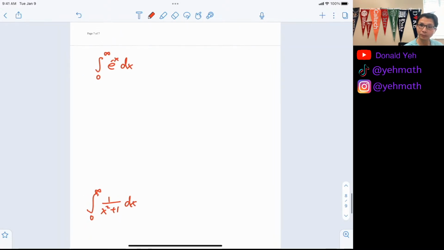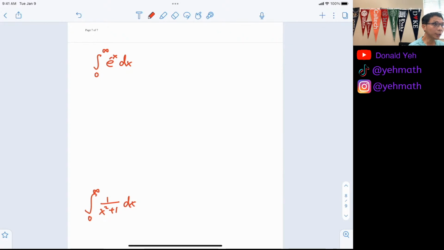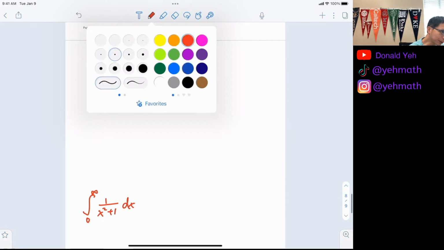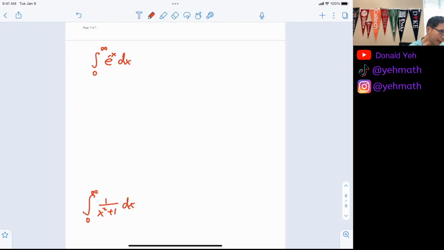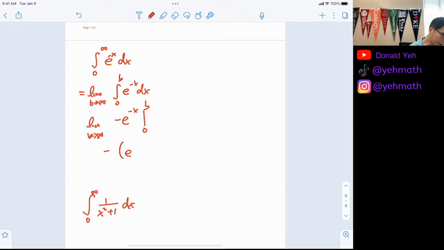All right, so for this graph, you have to write down the limit as b approaches infinity of the integral from 0 to b of e to the negative x dx. Did you do that? Yes. That's going to be negative e to the negative x between 0 and b, when the limit as b approaches infinity, so it'll be negative e to the negative b minus e to the 0.